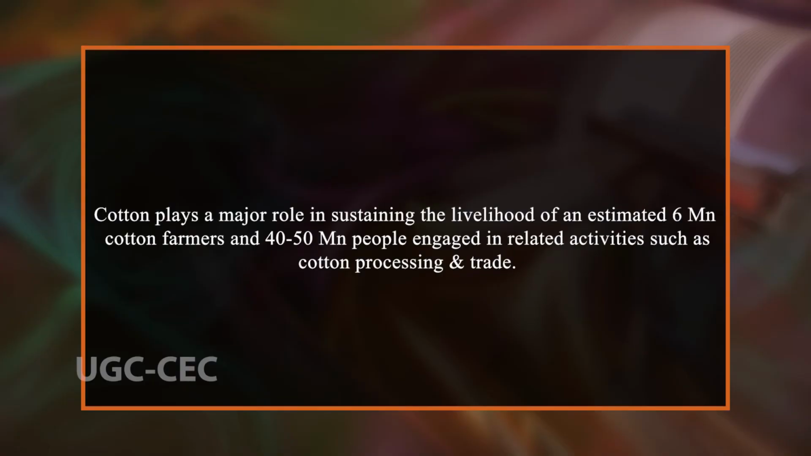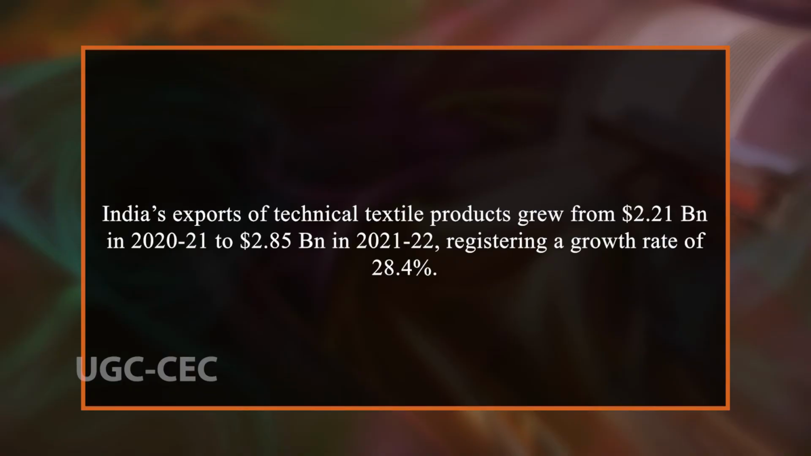Cotton plays a major role in sustaining the livelihood of an estimated 6 million cotton farmers and 40 to 50 million people engaged in related activities, such as cotton processing and trade. India's trade of technical textile products has been growing strongly and the country has been a net exporter. India's exports of technical textile products grew from $2.21 billion in 2020-21 to $2.85 billion in 2021-22, registering a growth rate of 28.4%.